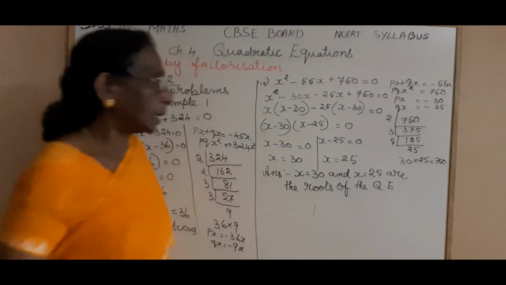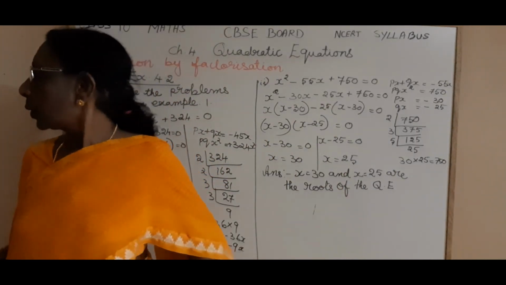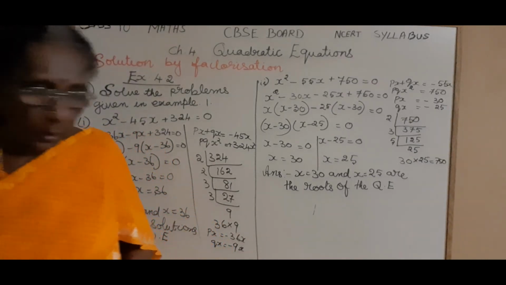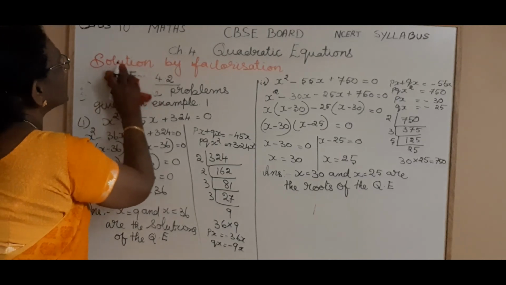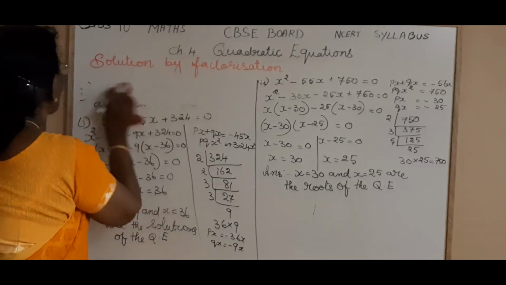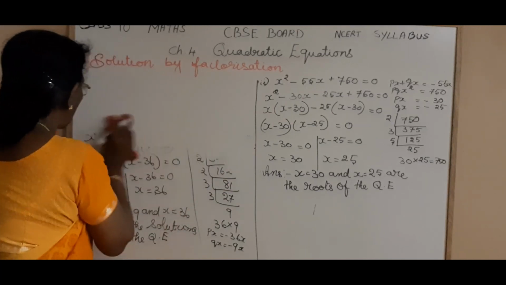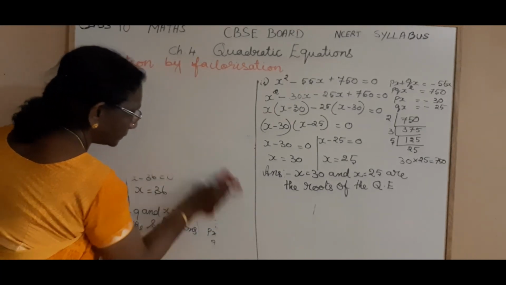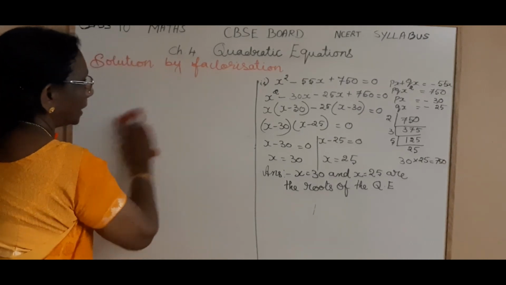Is it clear, children? So when you get a big number, you do like this. So it will be easy for you to find. Now I'll do some sums in the quadratic equation with the last term as a big number, and we'll see how to do.